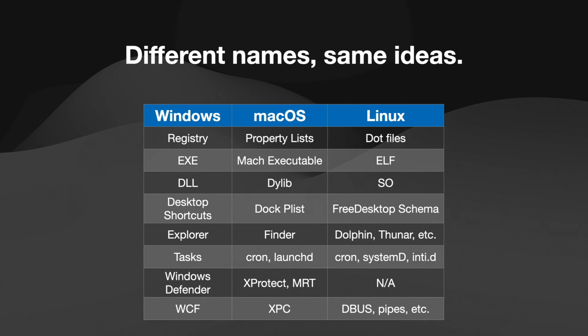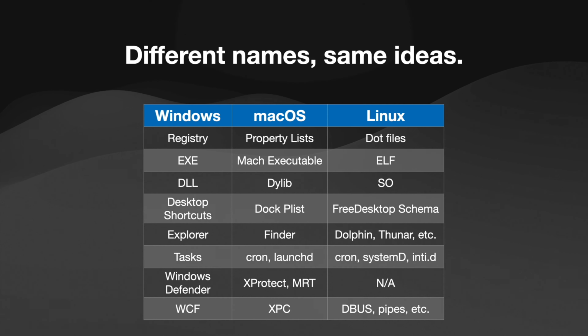Now, on Windows, you have a centralized configuration area called the registry, where you're setting keys and values and whatnot. On macOS, it's a bit different. It's far less centralized, and they are called property lists. They're essentially special XML files that set some values for daemons and other parts of the system. On Linux, you get dot files, those configuration files in your home directory that are usually hidden.